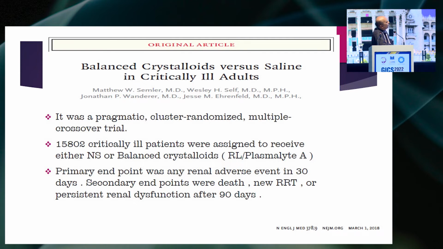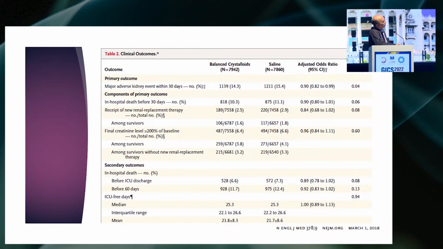Looking at patient outcomes, you can see there were statistically significantly more adverse kidney events in 30 days with saline, more in-hospital deaths with saline, and more new renal replacement therapy with saline. There was no long-term difference between the two, and ICU-free days was not statistically significant. So a clear message that normal saline is not good. You should switch over to balanced solutions. They did not make any choice between the balanced solutions.